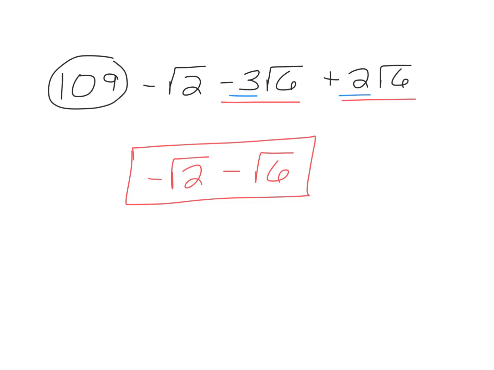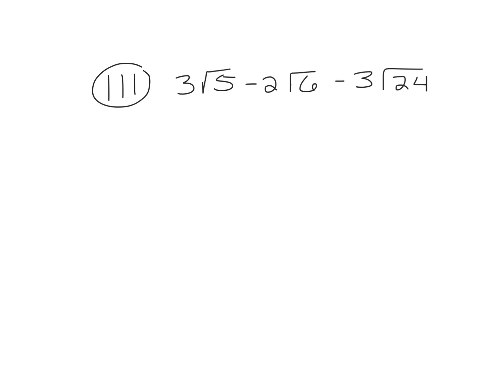Look at 111, this one. Right now, do we have any like terms? No. Is it going to give you a problem where you have no like terms? Yes, but do we just say it's done? No. You have to go through, see if you can simplify and make like terms. Okay, so can I do anything with the square root of 5? No. Square root of 6? No. Square root of 24? Yes. So I'm going to keep those first 2 terms since we said no.